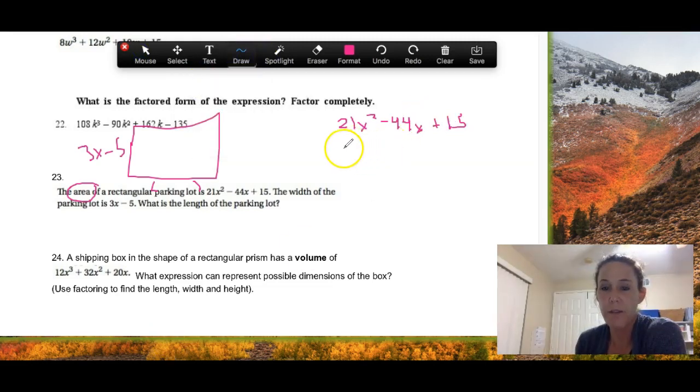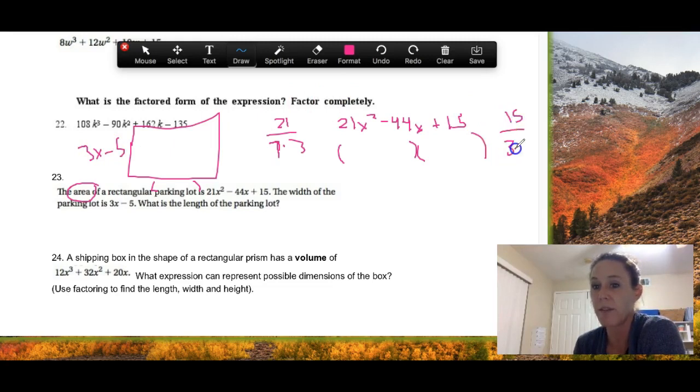Okay, so if I factor this by the guess and check method, I'm going to come over here and write the factors of 21. What are the possible factors of that? Well, let's see, 7 times 3, 1 and 21. I could write those down. Let's go with 7 and 3 for now, and the reason is because I can see one factor already. Factors of 15 are going to be 1 and 15 and 3 and 5.